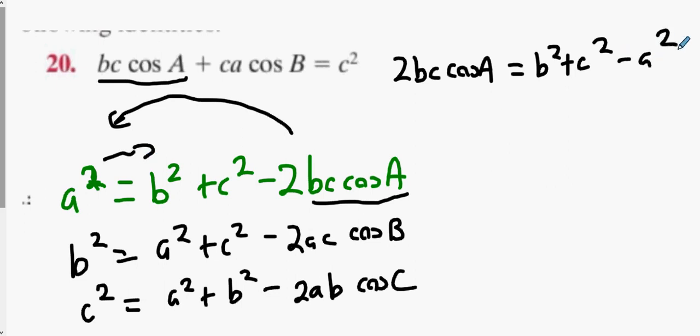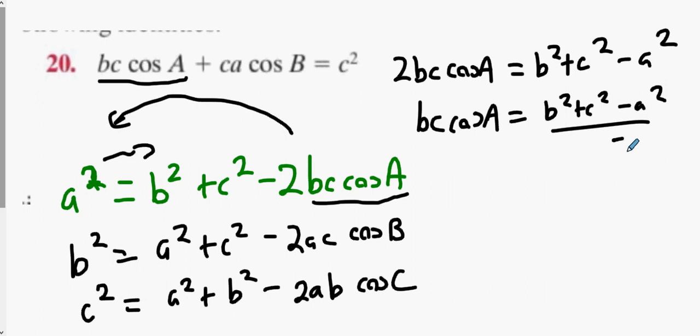Awesome. Okay, what can I do there? I want BC cos A. I don't want 2BC cos A. So what do you reckon? Bring the 2 down. What do you get? b squared plus c squared minus a squared, over 2.